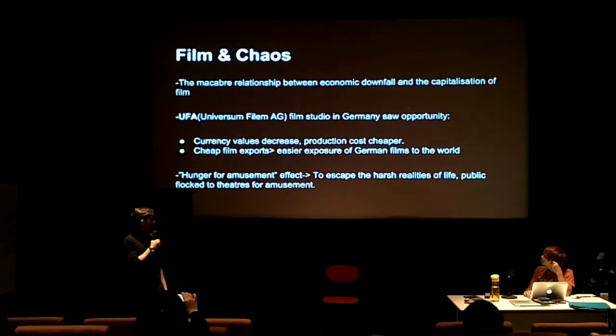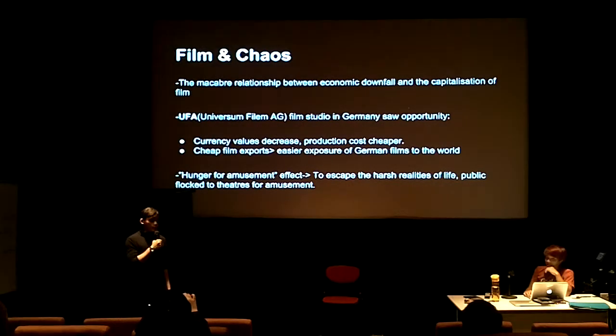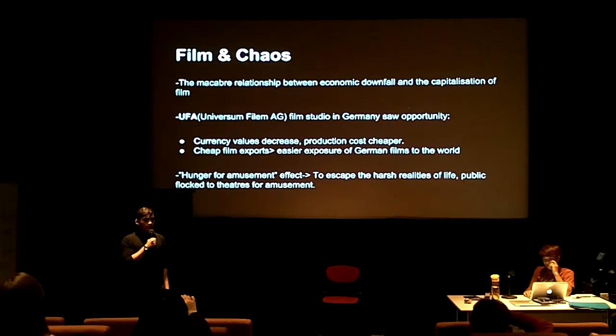So let's move on. Film and chaos. Let's look at the relationship. Despite economic high inflation and downfall, the film industry saw an advantage. Because things were cheaper, production costs were lower, so it was easier for them to export films as well. German films could go out to the world more easily.